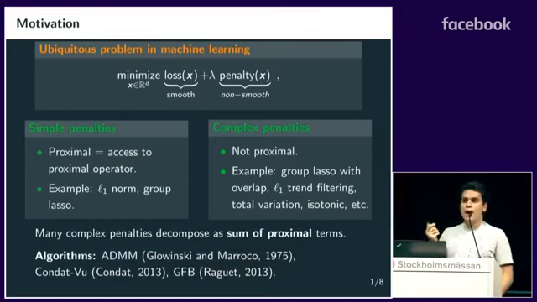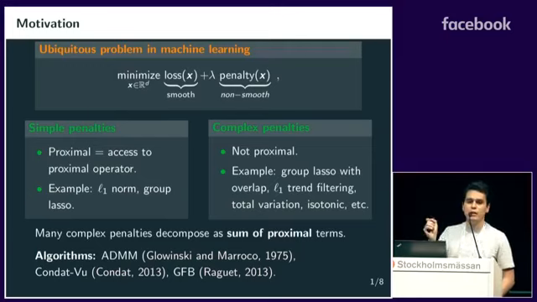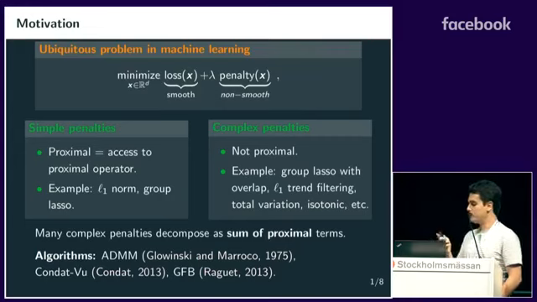Now, a key observation of these penalties is that despite the fact that we might not have access to the proximal operator, many of these decompose as a sum of terms for which we do have access to the proximal operator. And this is true for all the examples that I highlighted before. And there's a rich literature on how to optimize these, often referred to as proximal splitting methods, where we have classical methods like ADMM, or more modern ones like the Condat-Vu algorithm or generalized forward-backward.